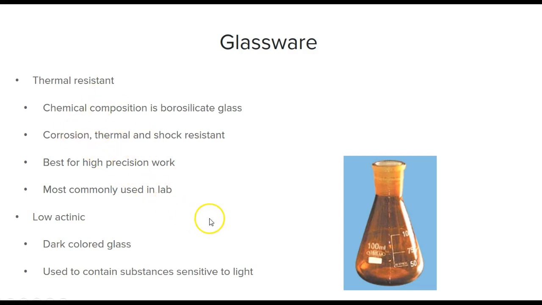Low actinic is a dark colored glass, like that's what is in the picture, and it is used to contain things that are broken down by light. So the color of the glass is kind of like a tint to keep the sunlight out so that it can't break down the reagent.